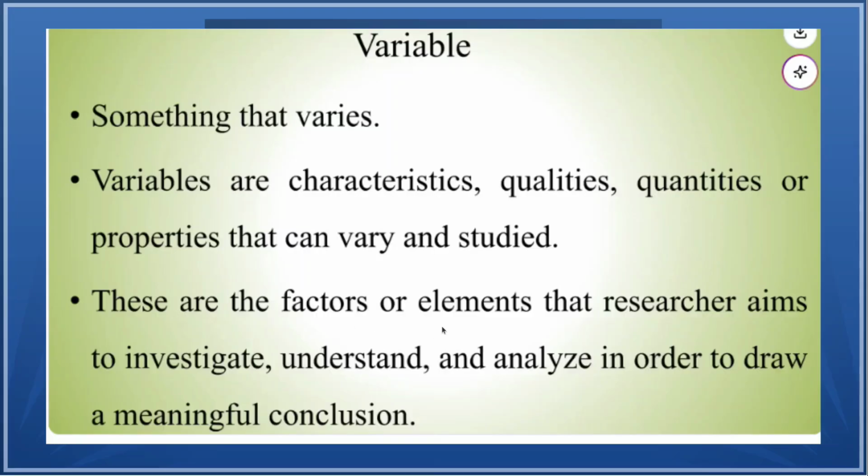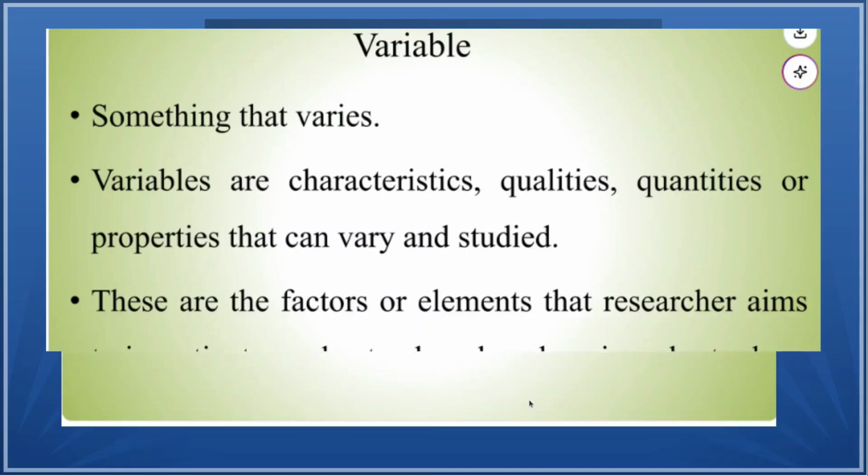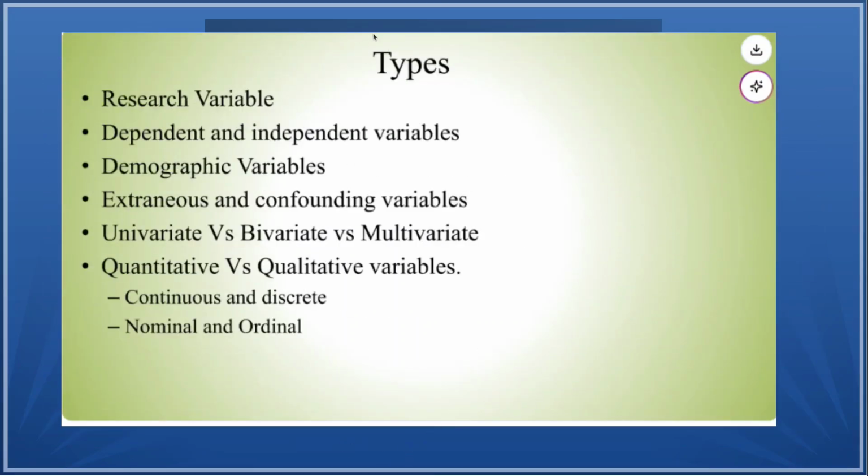These are the factors or elements that the researcher aims to investigate, understand, and analyze in order to draw a meaningful conclusion. So, variables are the factors which the researcher wants to study, investigate, understand and analyze. Types of variables are very important. You may get a small question on variables: write about the variables, 5 marks. What will you write? What is a variable, its meaning, and the types of variables.